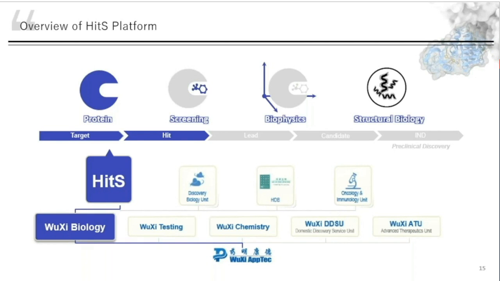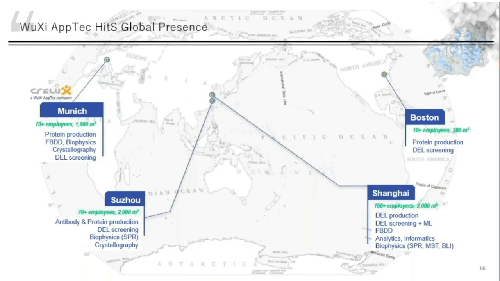I'm just looking at the structure of HIT-S itself. HIT-S is globally present in 4 locations. We are situated in Munich with the company Crelux. We have in China a site in Shanghai as well as in Suzhou. And we do have a site in Boston. Fragment-based drug discovery is performed, depending on what is needed in the project, either in Munich or in Shanghai. And with this, I would like to close my part and hand over to my colleague for the second part. Thank you very much.